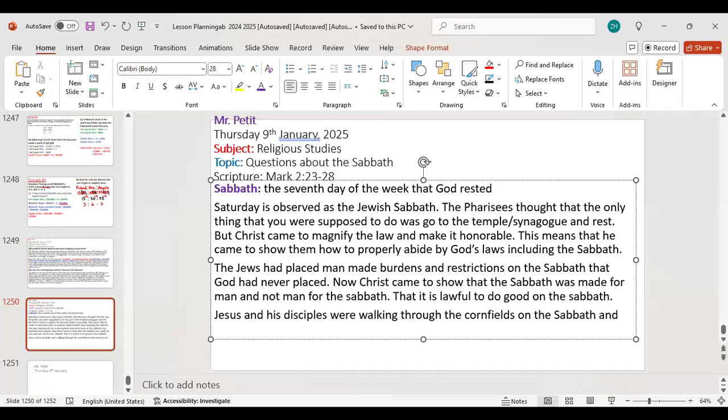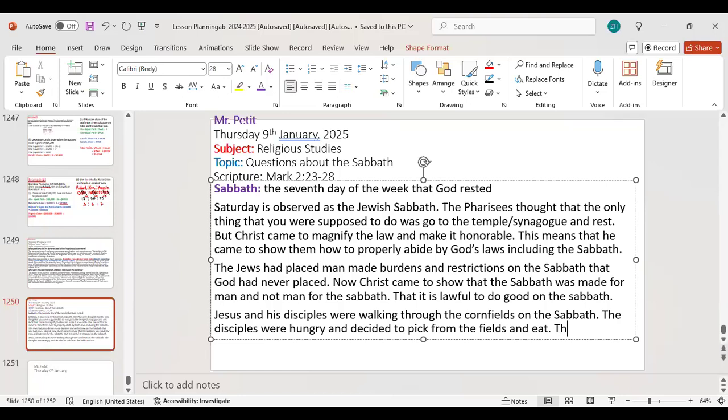And guess what? He just grabbed an ear of corn and ate it. Yes. The disciples were hungry and decided to pick from the fields and eat. I feel their pain. You feel that pain, right?